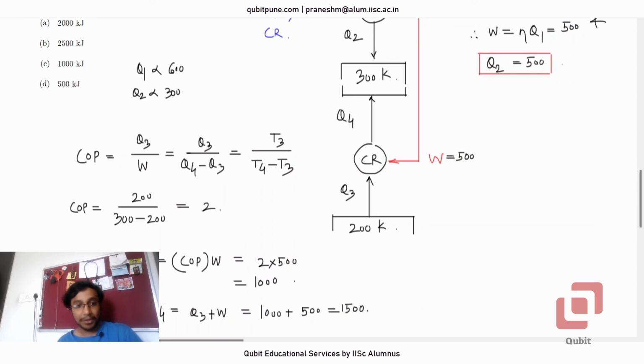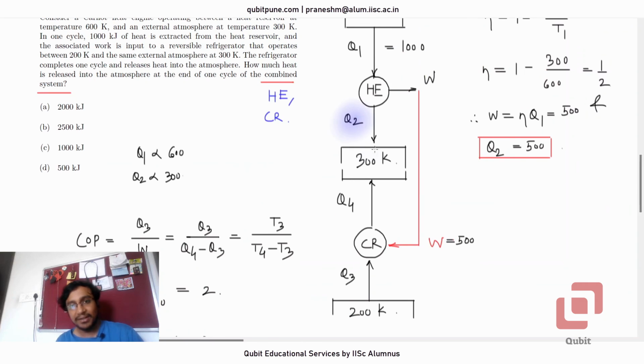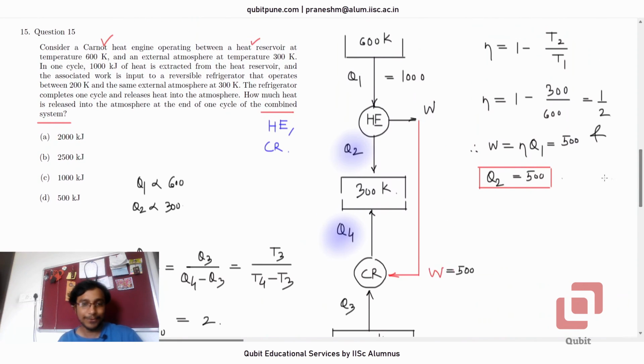And the contributors to heat being rejected to the surroundings are two, Q2 and Q4, isn't it? Q2 is the heat rejected by the engine, Q4 is the heat rejected by the Carnot refrigerator. Q4 plus Q2: 1500 from refrigerator, 500 from engine, so 2000 kilojoules per cycle. Do we have that option? Of course, that is option A.